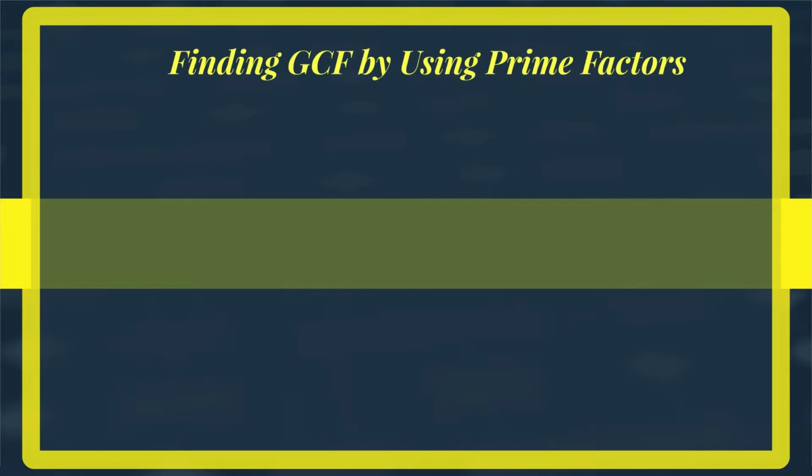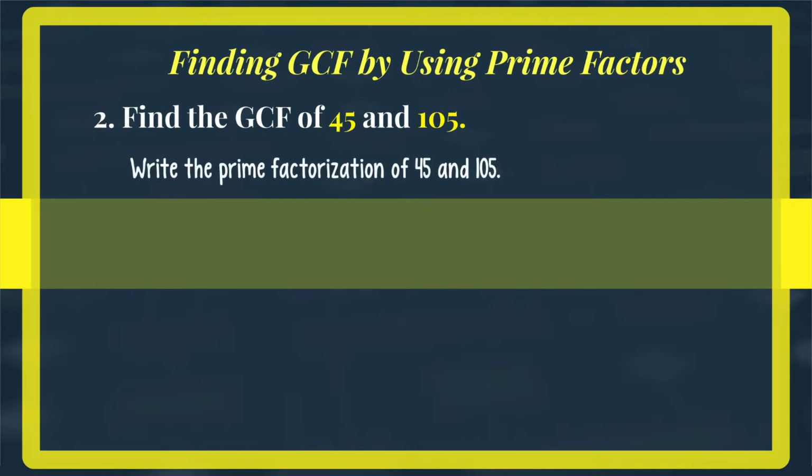Aside from the Venn diagram and listing factors, we can also find the GCF by using prime factors. Prime numbers are numbers with only two factors, 1 and itself. To learn how to take advantage of the concept of prime numbers, let's have an example. Let's find the GCF of 45 and 105 by using prime factors. We will start by writing the prime factorization of 45 and 105.